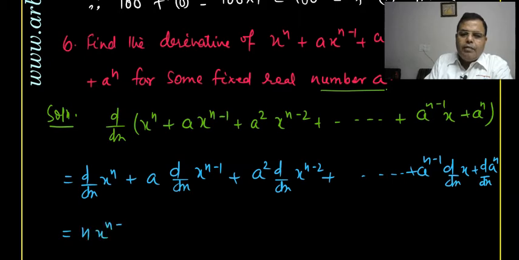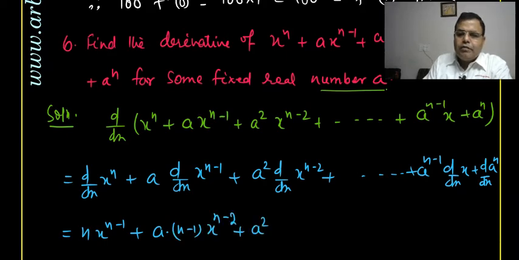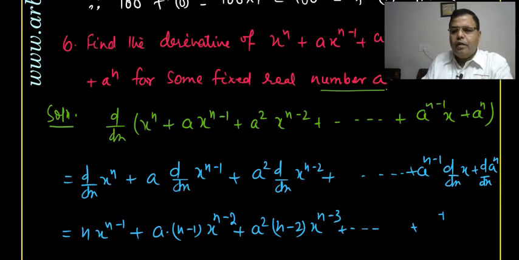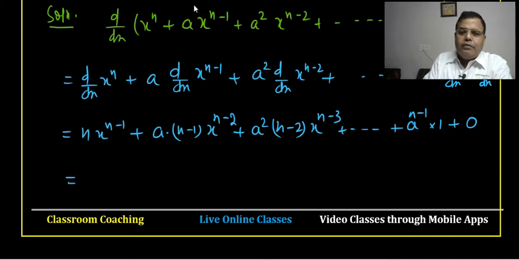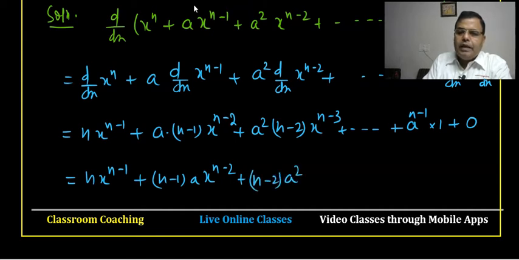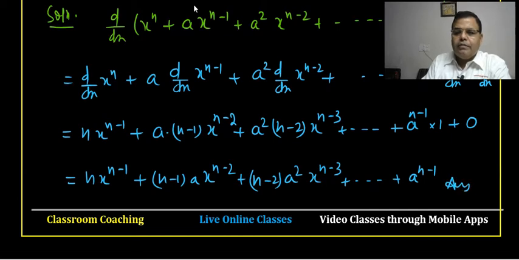So that will be n x to the power n minus 1, plus a into n minus 1 x to the power n minus 2, plus a square into n minus 2 into x to the power n minus 3, like this. This will be a to the power n minus 1, and dx by dx is 1, plus a to the power n, this is an independent constant, so the derivative of that will be 0. Now the whole thing will come like n x to the power n minus 1 plus n minus 1 into a x to the power n minus 2 plus n minus 2 a square x to the power n minus 3, like this, and then a to the power n minus 1. This will be the answer of this question.